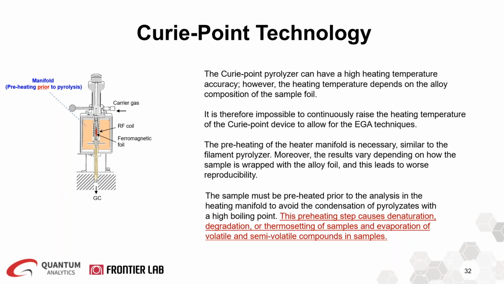So the results vary depending on how the sample is wrapped with the alloy foil, which leads to very poor reproducibility. Also, as we mentioned, as the sample is exposed to heat prior to the analysis in a heating manifold, degradation and thermosetting of the sample happens before starting the analysis, which results in evaporation of volatiles and semi-volatile compounds prior to the analysis.